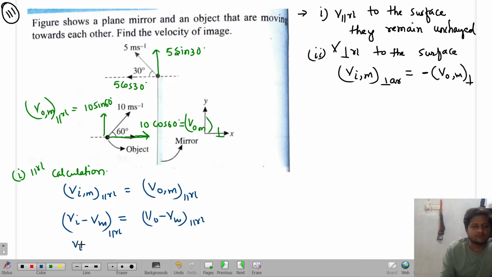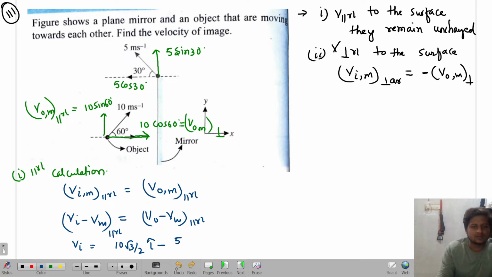So the velocity of the image becomes how much? The velocity of the object, parallel, is 10 sin 60, which means 10 root 3 by 2 i cap. After that, minus twice of Vm parallel. What is Vm parallel? That is 5 sin 30, which is 5 by 2, into 2 j cap. Got it or not? Why?